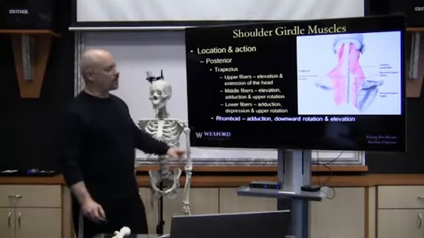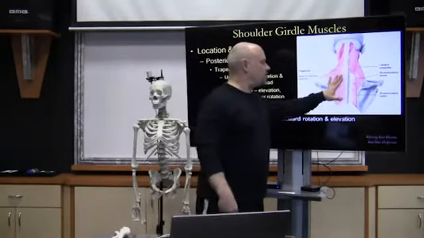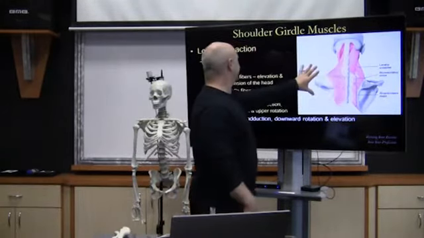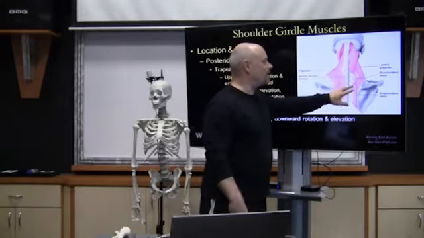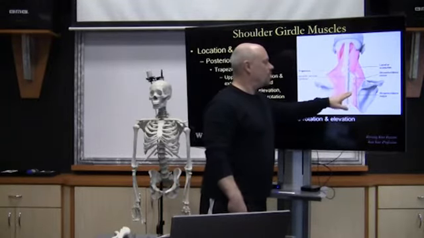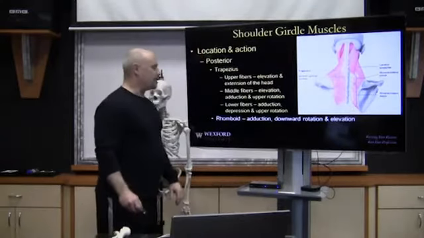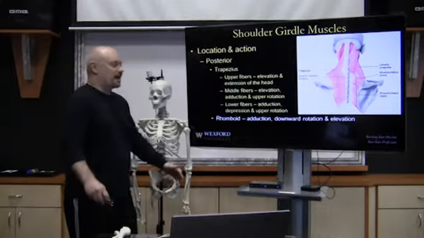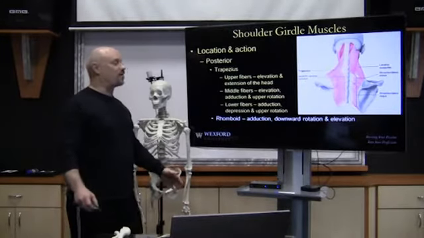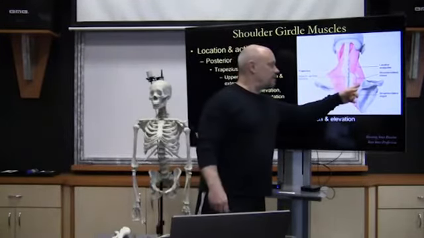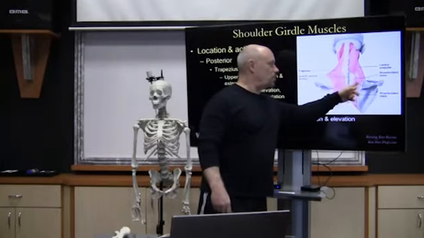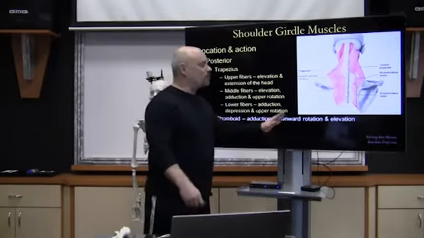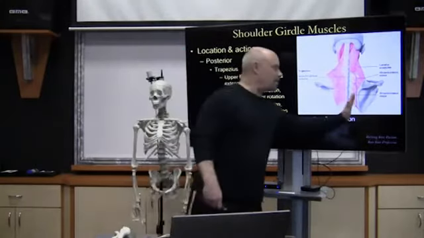Now the rhomboids are underneath, like I said, underneath the trapezius muscles. We have the rhomboid minor and we have the rhomboid major. They cause adduction, retraction of the shoulder blades. They cause downward rotation. Also, remember, here's the origin, here's the insertion. As the insertion pulls toward that, it can cause elevation and downward rotation, depending on how they're pulling.